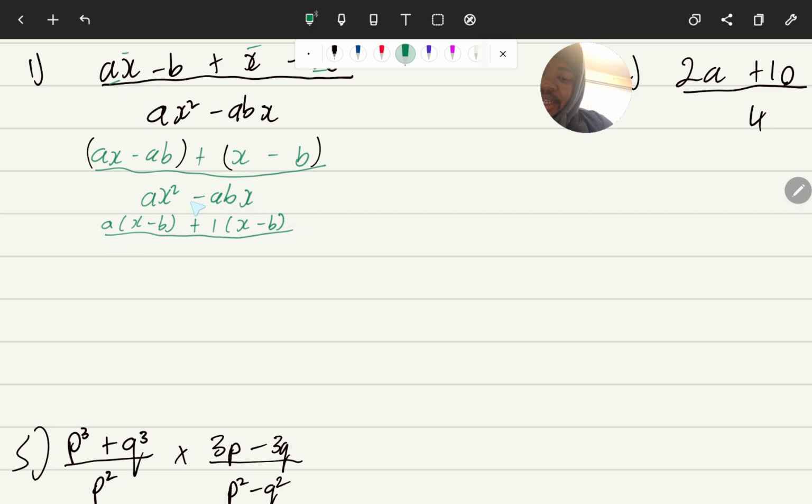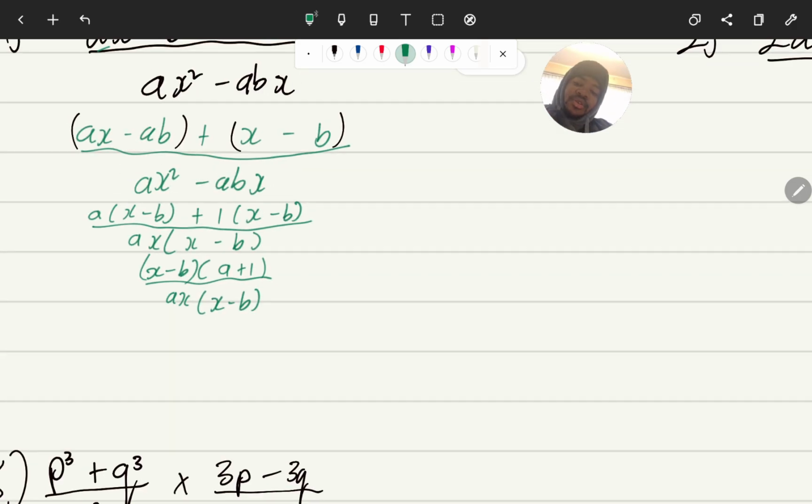And then we factorize the denominator. You have A as a common factor, you have X as a common factor as well. You are left with A X minus B. You have common factors here, which is X minus B, so we start with them. You are left with A plus 1, then you have AX into X minus B.